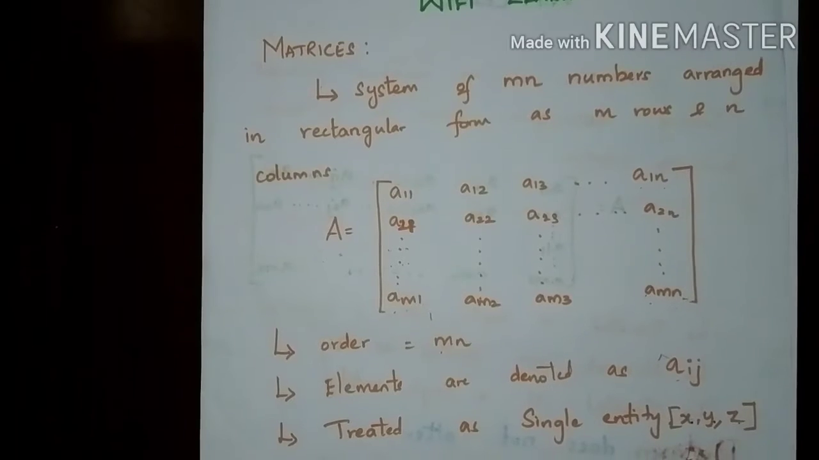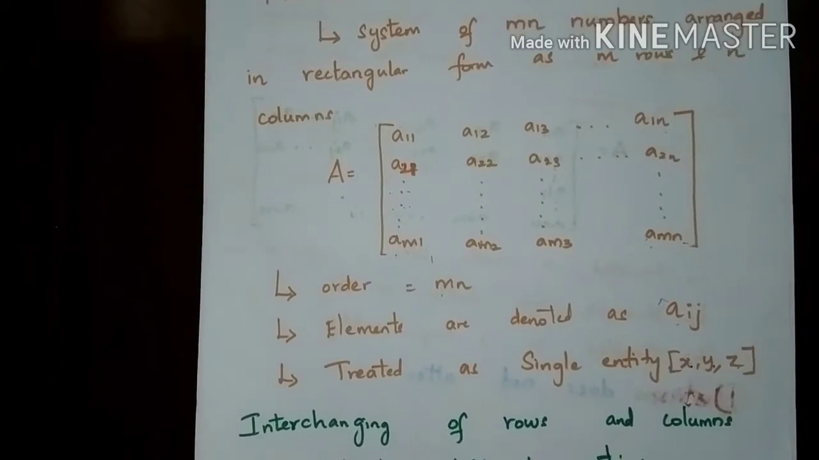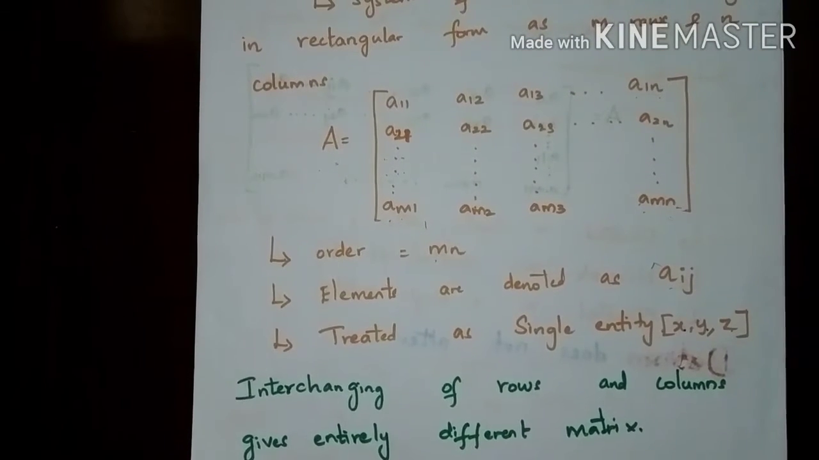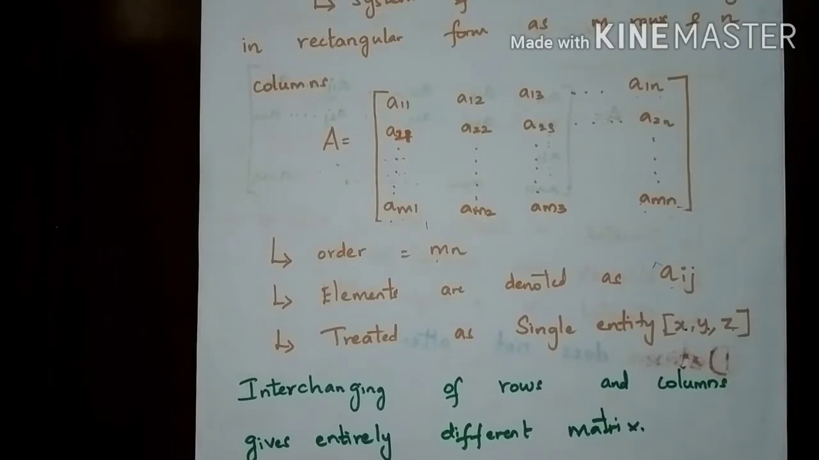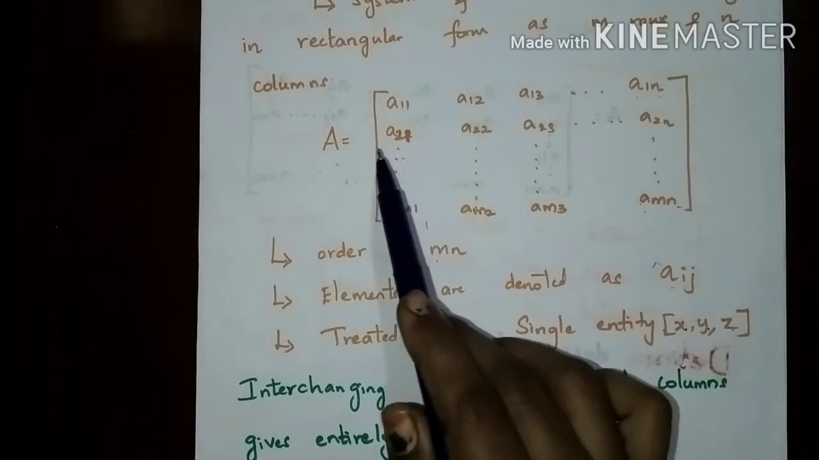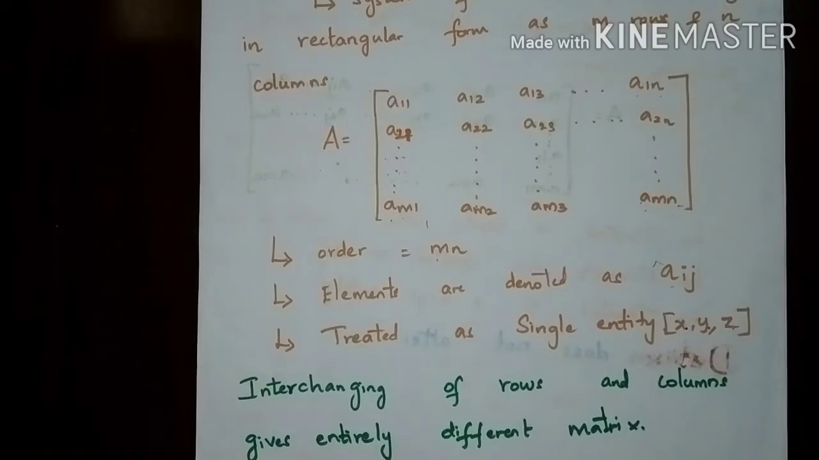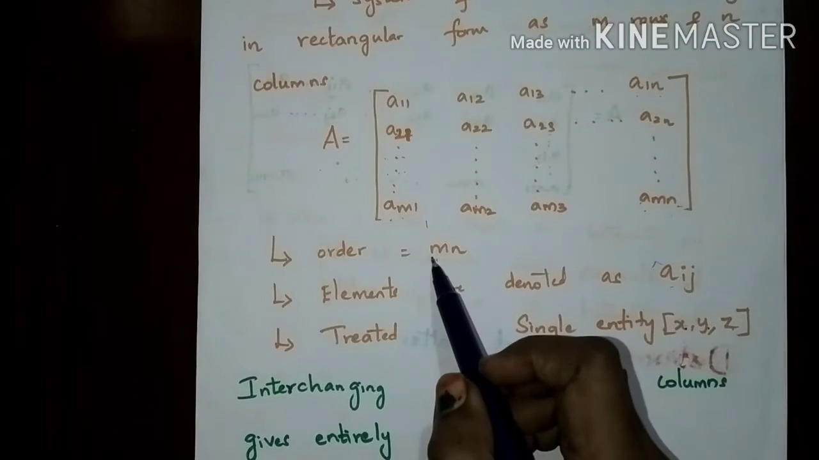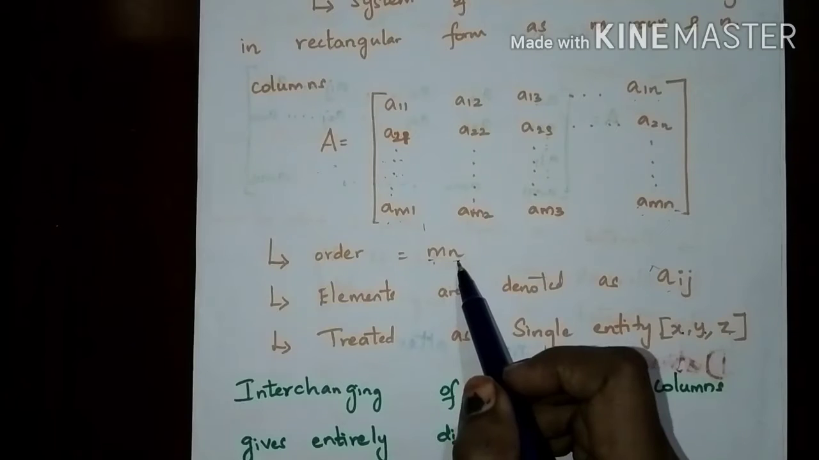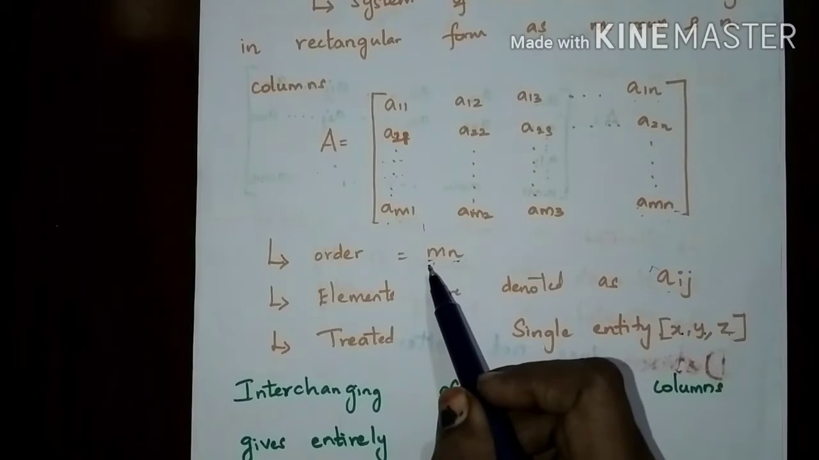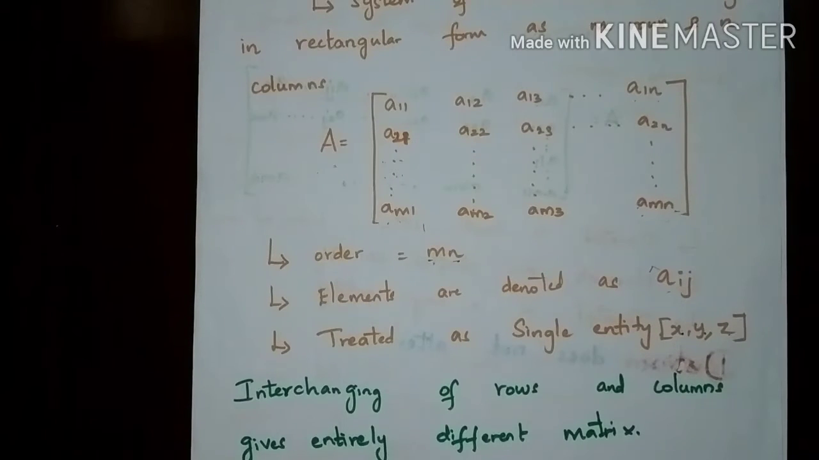Matrices are normally represented by a capital alphabet, and the elements are kept under two braces. The order of the matrix is given by m by n, where m is the number of rows and n is the number of columns. So the product of the number of rows and columns gives the order of a matrix.